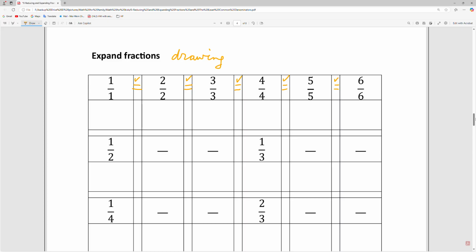And why is drawing so helpful? Because pretty soon, I will ask you to compare some easy fractions. You can just visualize by drawing and see which one is bigger, which one is smaller. And also, if you know how to draw, then it's easier to understand the concept. So let's try this way. 1/1 means the whole thing.